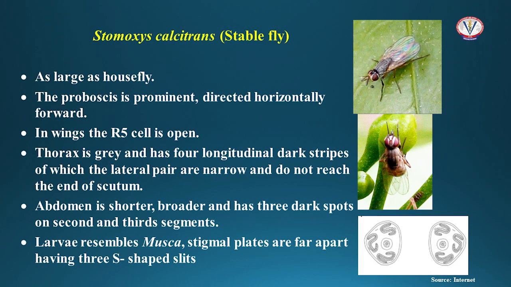Stomoxys calcitrans, or the stable fly. It is as large as the housefly. The proboscis is prominent, directed horizontally forward. In wings, the R5 cell is open. Thorax is gray and has four longitudinal dark stripes, of which the lateral pairs are narrow and do not reach the end of scutum. Abdomen is shorter, broader, and has three dark spots on second and third segments. Larvae resemble Musca, but the stigmal plates are far apart, having three S-shaped slits.